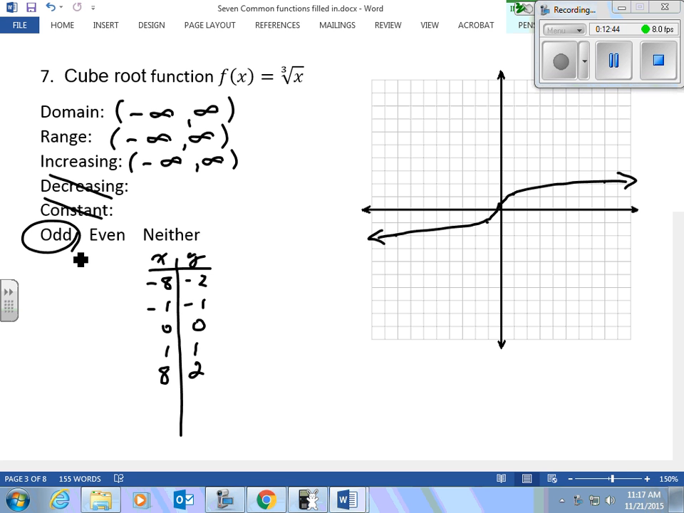So these 7 functions, please be very familiar with them and bring a graph of them to class, next class. And I'll see you then.